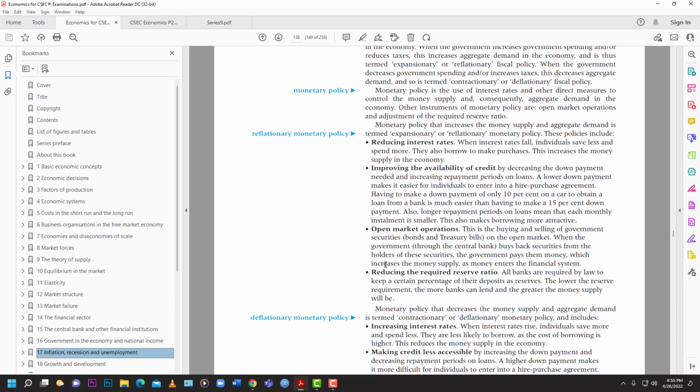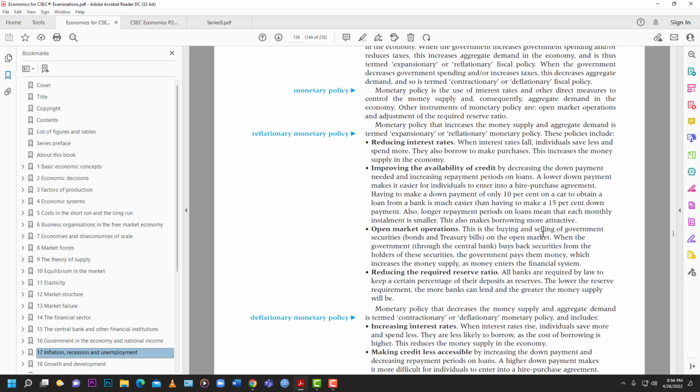So when I buy the bonds from the holders, I give them money. And so when they get that money in their hand, that can be used to do whatever they want in the economy. And so that is pumping money into the economy when they buy treasury bills or treasury bonds. When they buy them back, that helps to increase the money supply. Look what they say here: reflationary monetary policy. So all these are reflationary monetary policy. They want to increase the money supply.